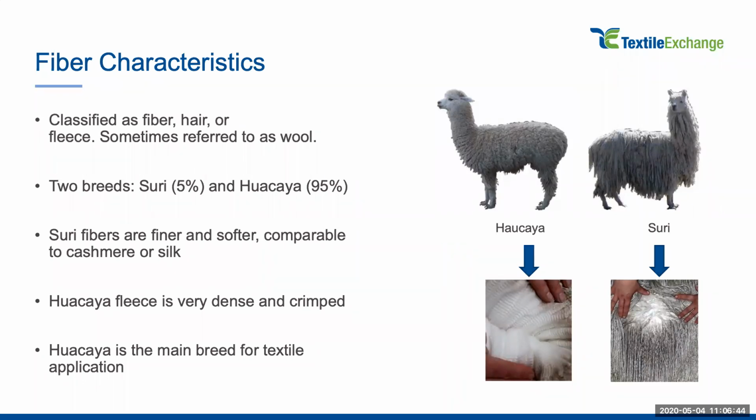The Suri fibers are finer and softer compared to cashmere or silk, and the Huacaya fleece is very dense and crimped. You can see in the photo, it's very hard to see the skin of the animal when you pull the fiber apart, meaning it's very dense as it grows. And it's the main breed for textile application.